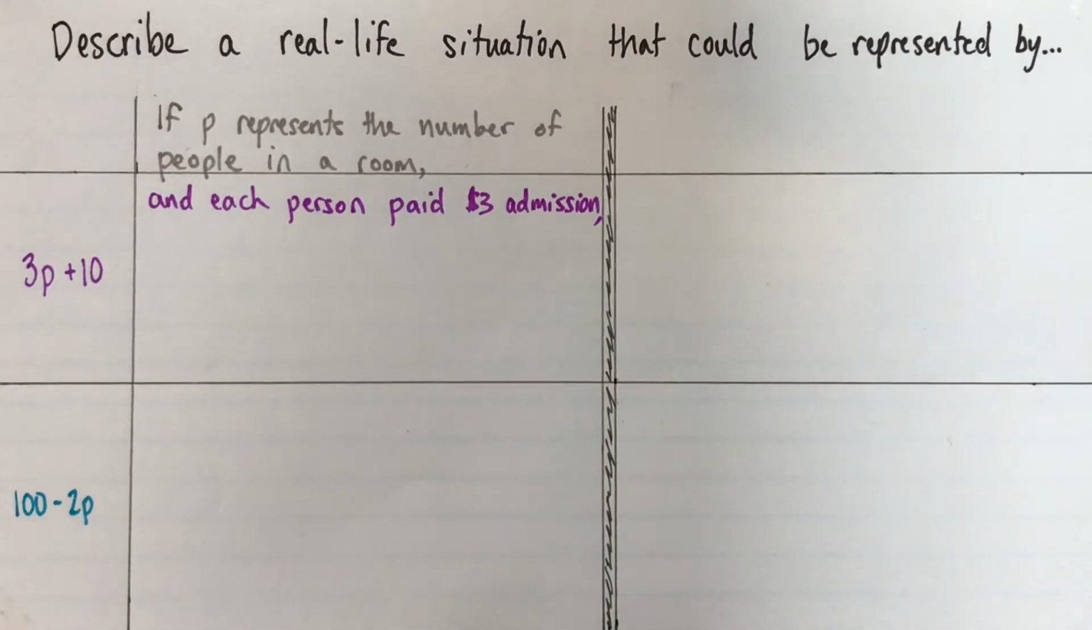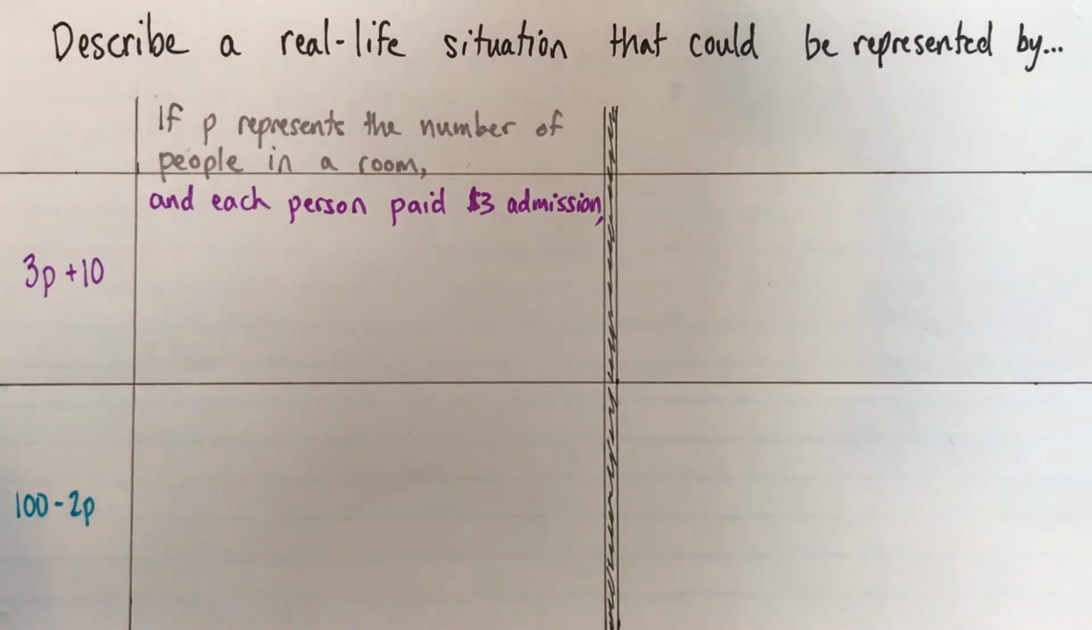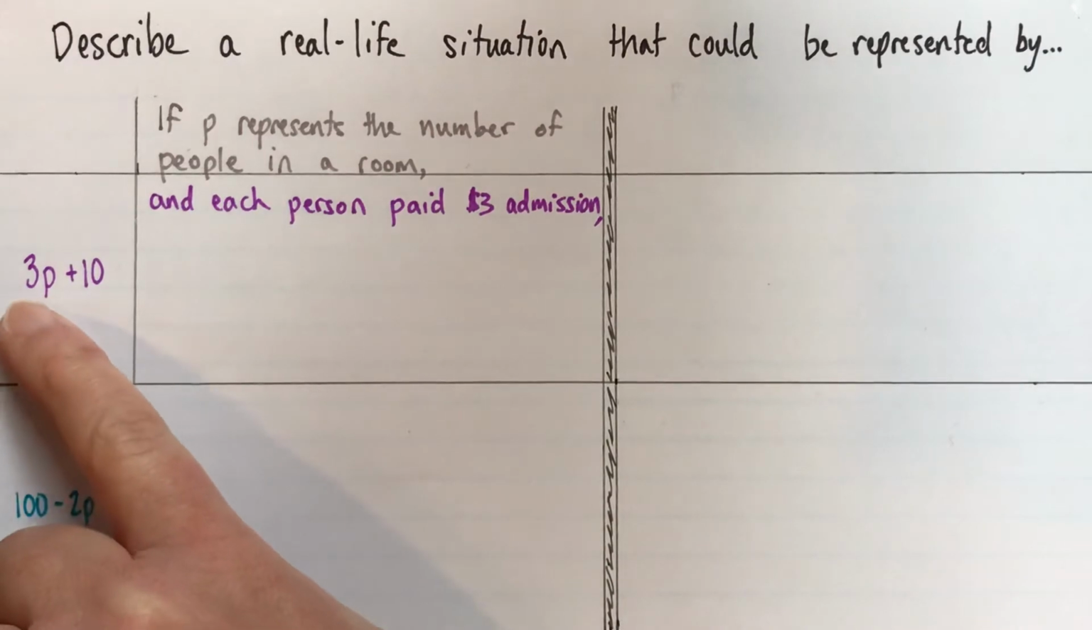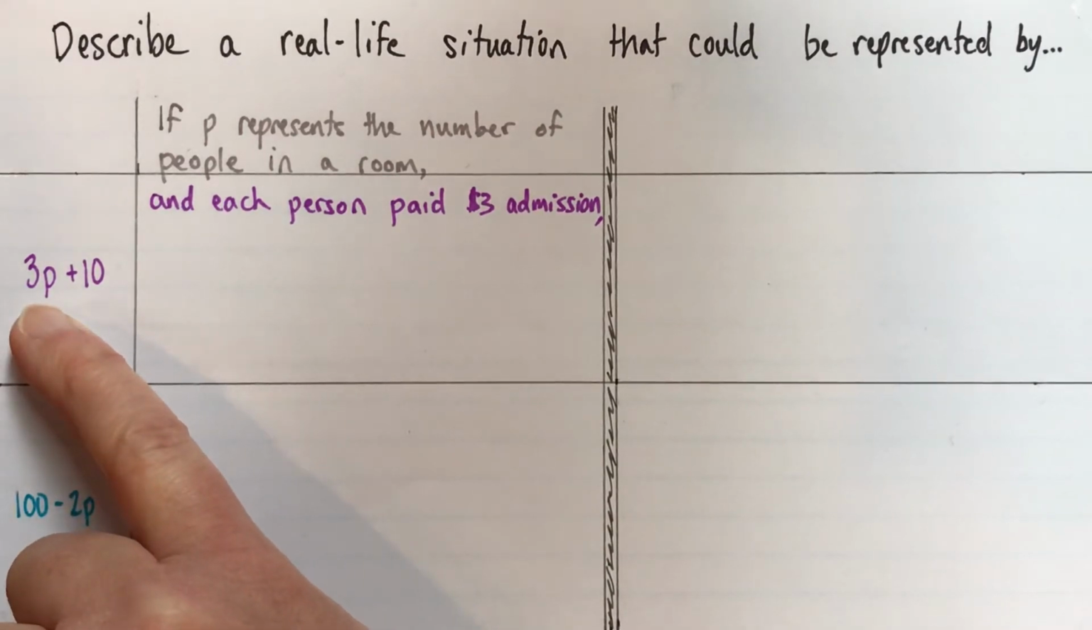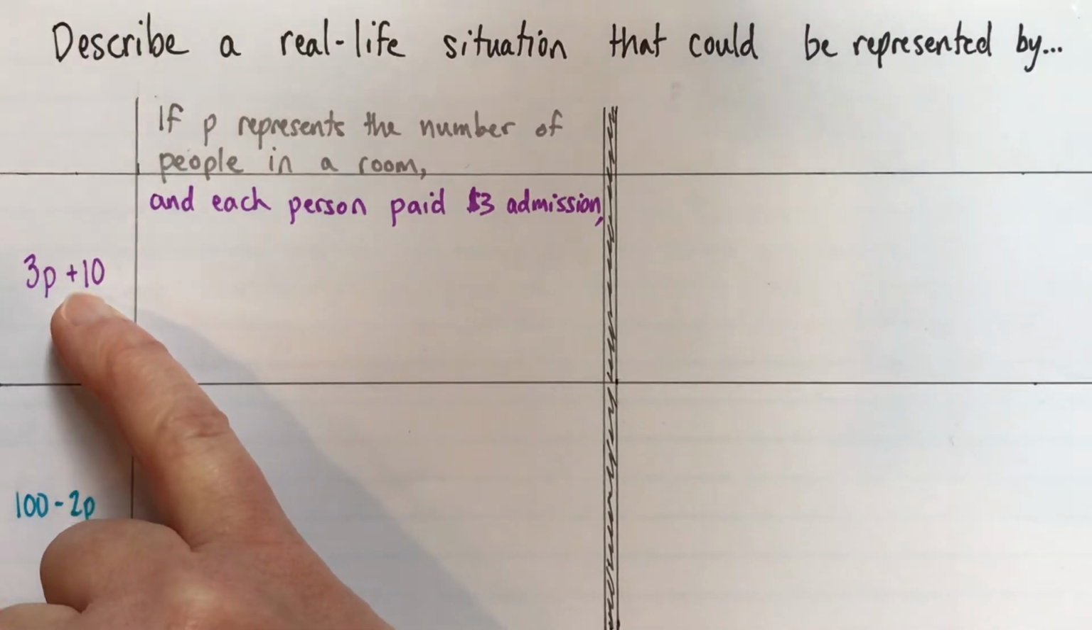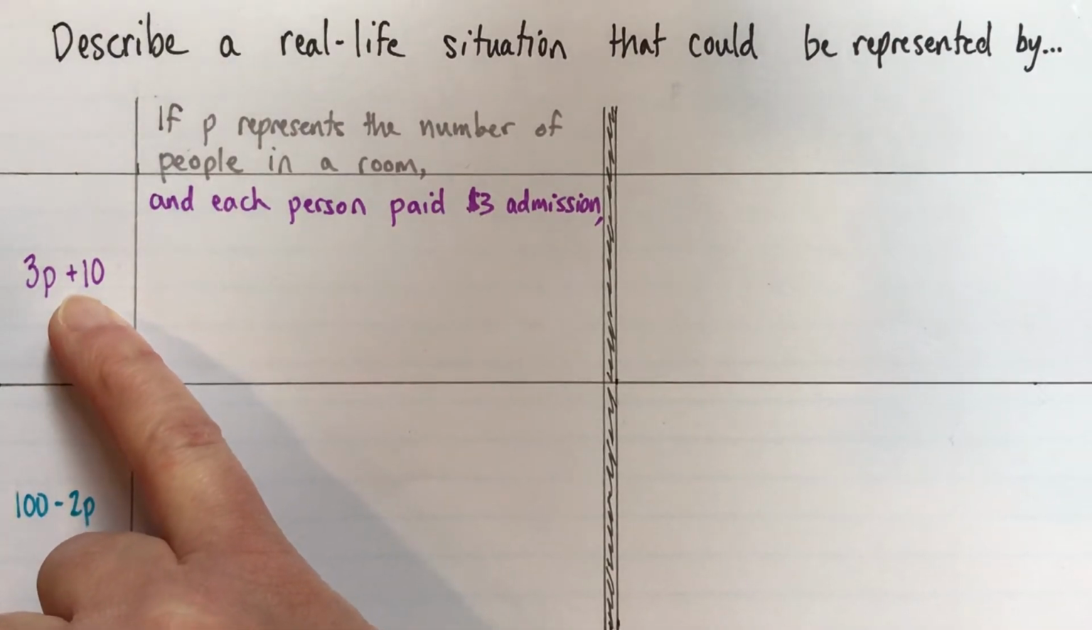Now let's think, if we did have $3 admission, why would we add 10? I'm imagining someone going around with a hat and collecting $3 from each person, and then how would we get an extra $10 in that hat? Well, maybe somebody just made a donation. And that actually would work nicely. If each person paid $3, that gives me 3 times p, 3 times the number of people, and then someone threw in an extra $10 bill, and that is a good reason to add 10 to the total. So that'll work.